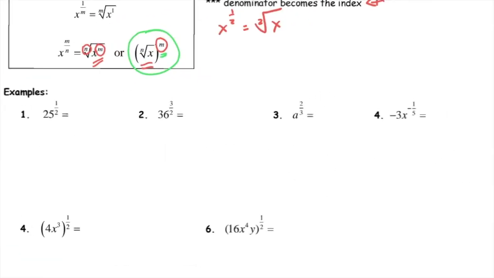So 25 to the 1/2 means the square root of 25. And we know that that's just going to be 5.